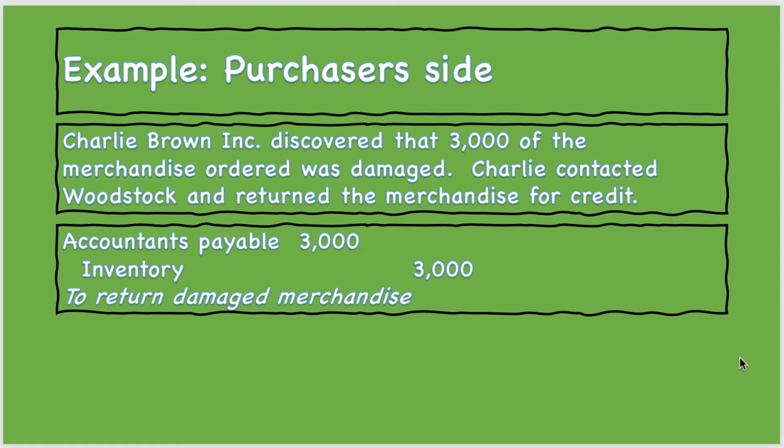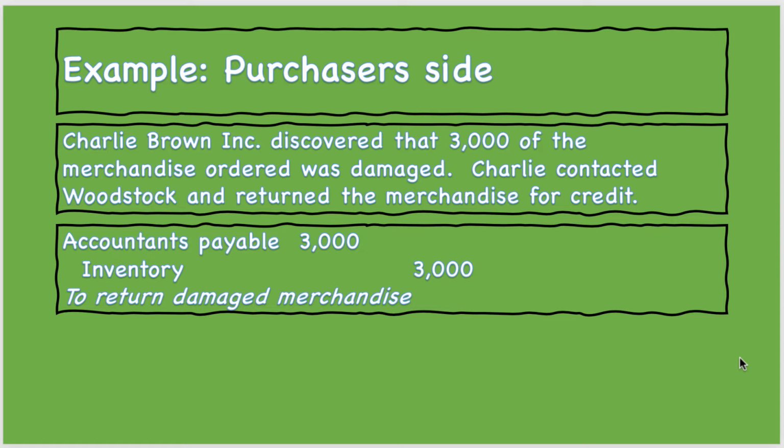We ordered $50,000 worth of merchandise. We are returning $3,000 of that merchandise back to you. Why? Because it's defective. It's broken. Okay. Woodstock says, sure, no problem. Send it back to us. We need to adjust this.